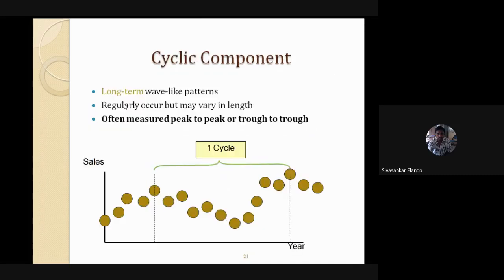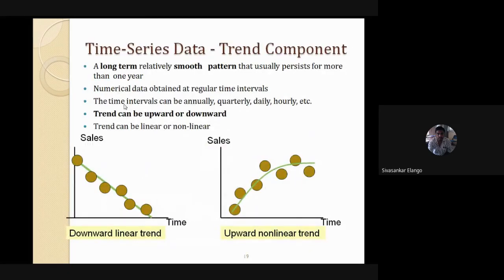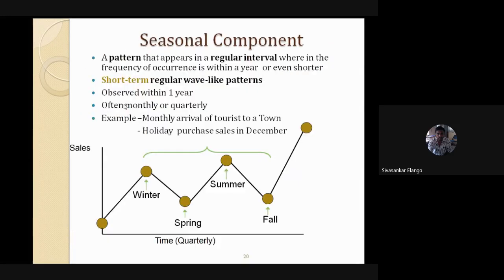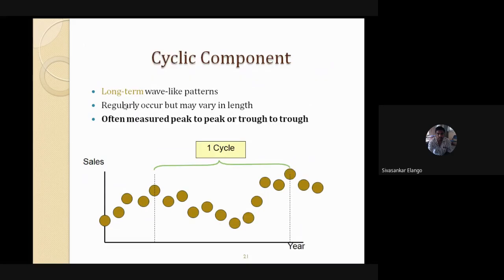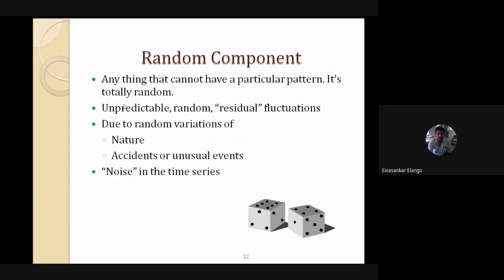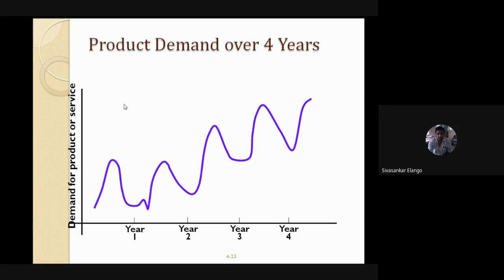You have the trend component. So trend may vary from 1 year to 1 day. We need to find a trend, which may be an upward movement or downward movement. In the case of seasonal components, you have short wave-like patterns. It's known as the seasonal component. If you have long-term wave-like patterns, we call them cyclic components. And if the data is purely random and you have residual fluctuations, we call it the random component, right? So this is a diagram of product demand over 4 years.